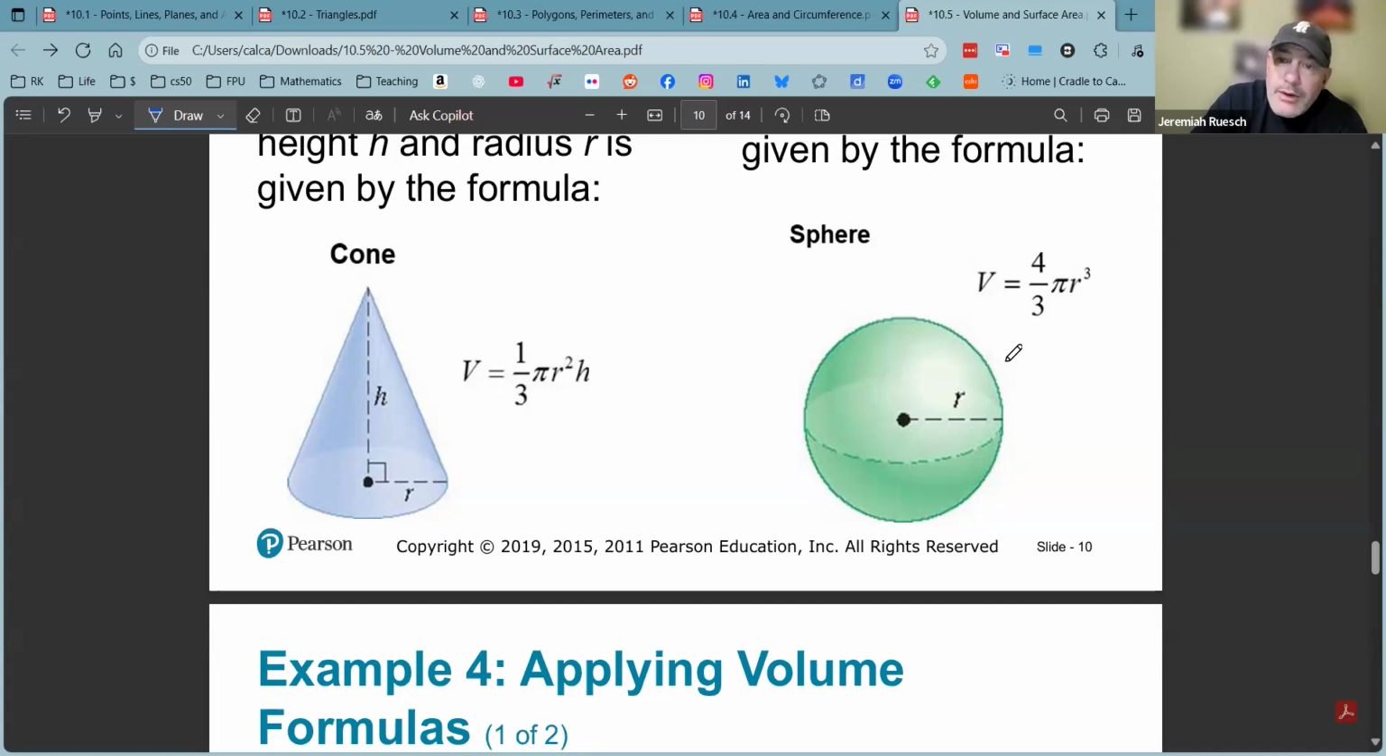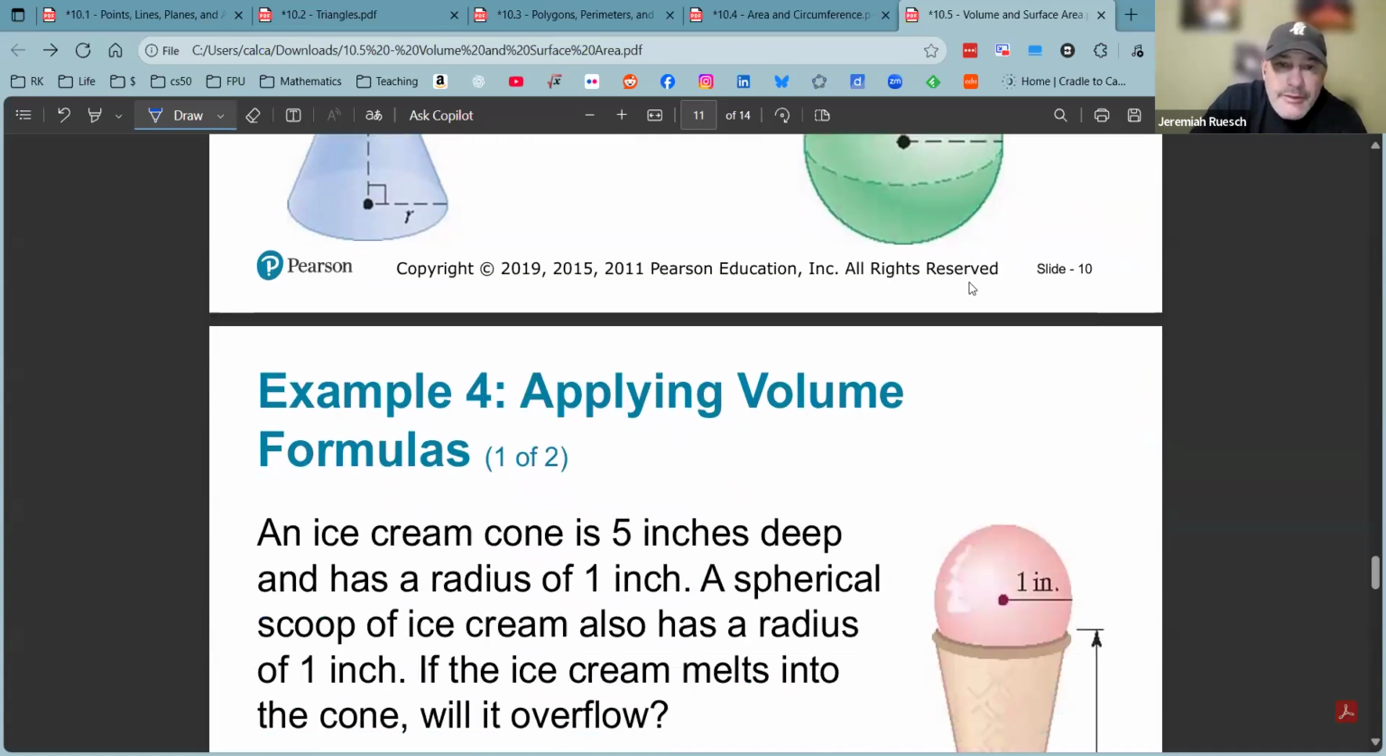Okay, and then the volume of a sphere is going to be given by this relationship, 4/3 pi r cubed. This is like the volume of a ball, like a basketball or something.